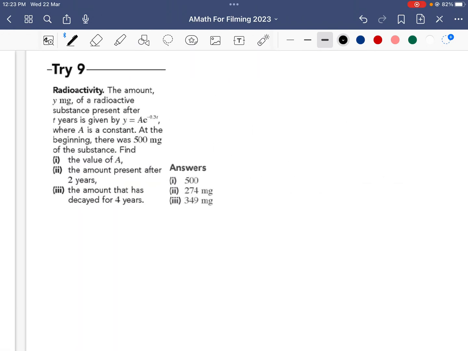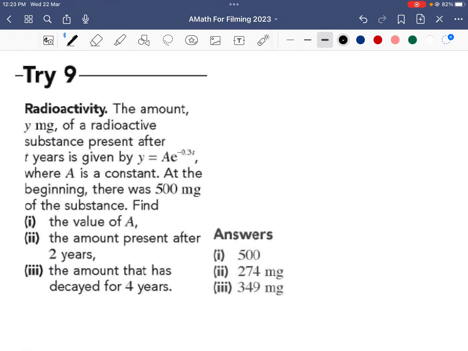So now what you can do is, please try question 9. Pause the video, try question 9, and when you're ready, unpause the video and we will go through this in 3, 2, 1. Let's go.